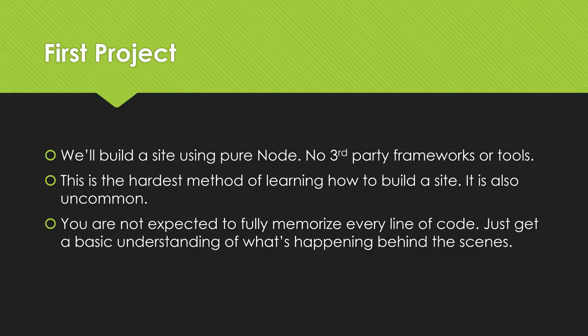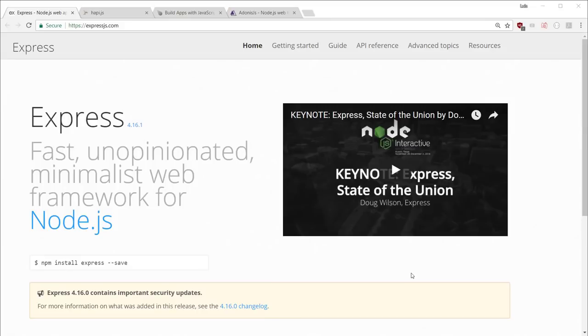Let's check out the Express site. In the resource section of this lecture, I provide a link to the Express site. Express describes itself as a fast, unopinionated, minimalist web framework for Node.js. What exactly does that mean?